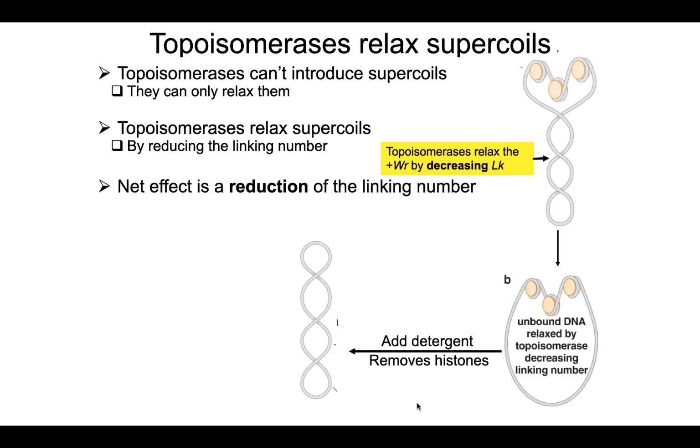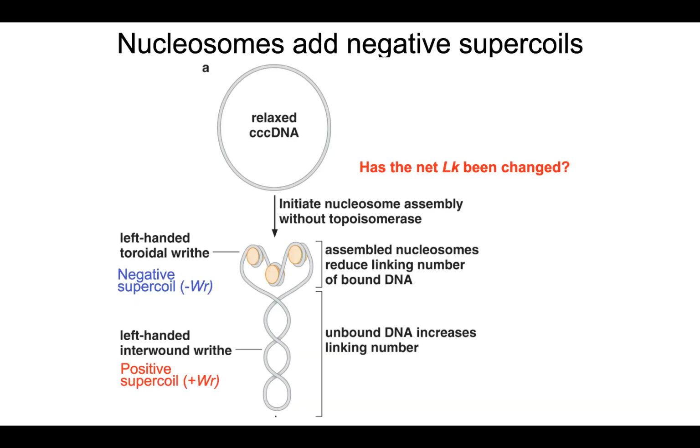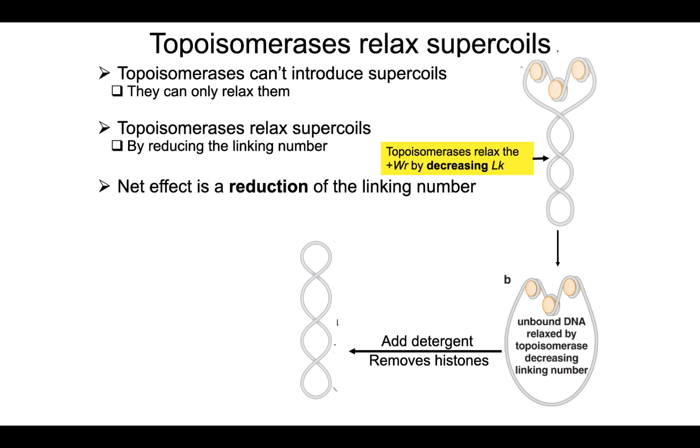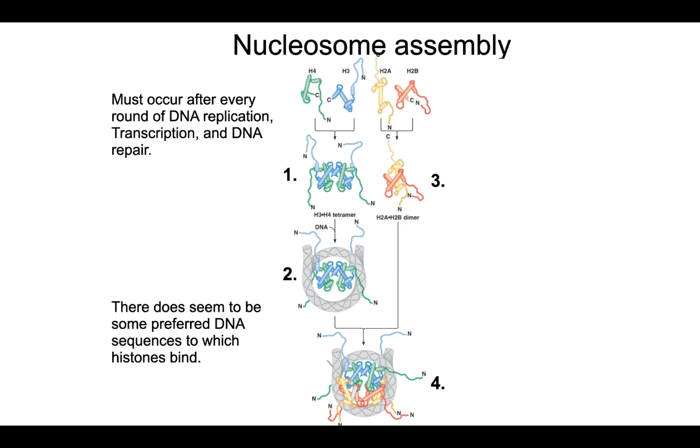But here, we've now changed the linking number such that the linking number is less than Lk naught. So that when we remove everything, we have a situation where the twist is going to be greater than the linking number, which means the writhe has to be negative, and we now have permanent negative supercoils. And that is how supercoiling is formed. That is how underwinding occurs within eukaryotic cells.